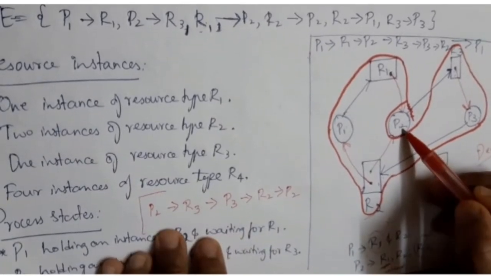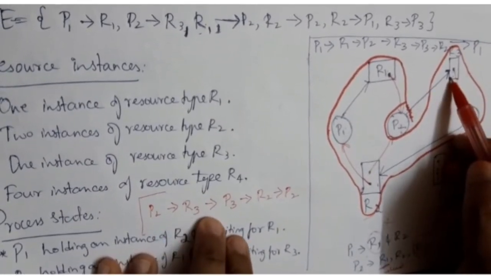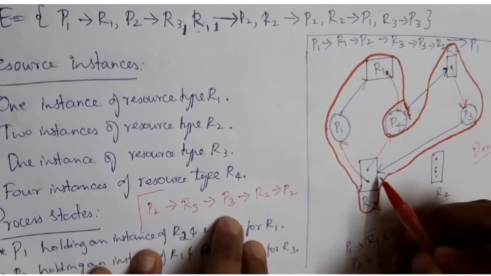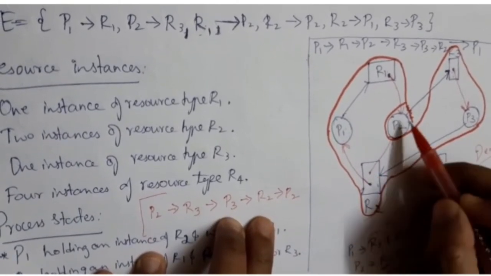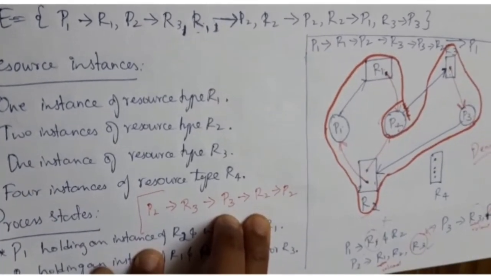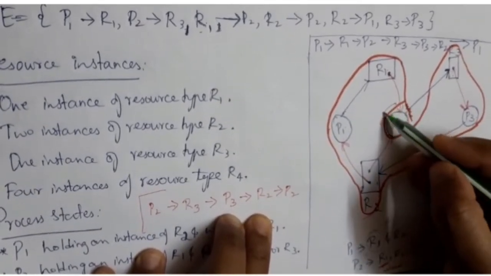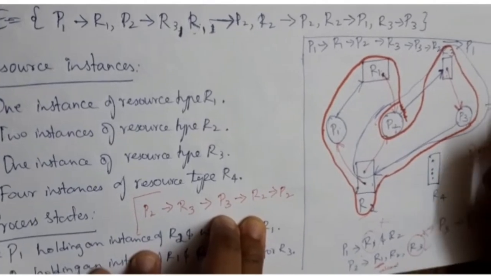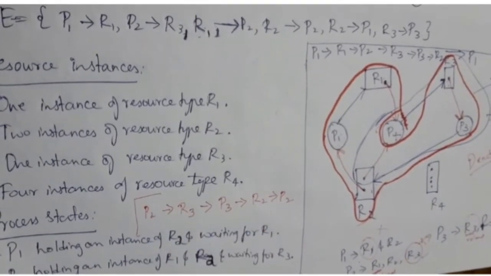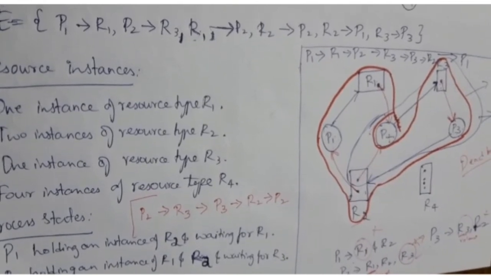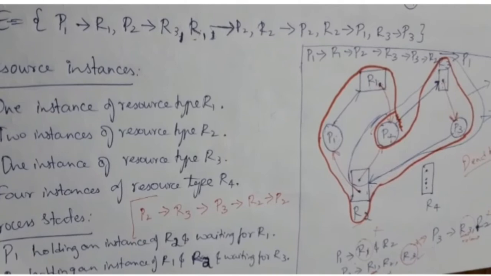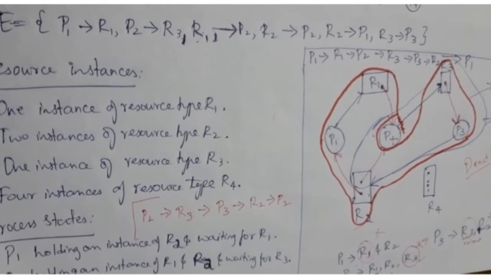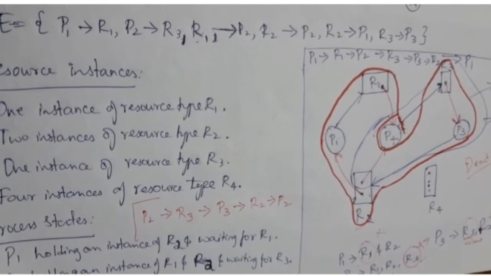Here, if you see, process P2 is requesting resource R3. R3 is allocated to process P3. P3 is waiting for R2, but R2 is allocated to process P2. From process P3 again you can have a cycle, cycle 2, cycle 1. So this is an example of a resource allocation graph with a cycle wherein deadlock will occur.